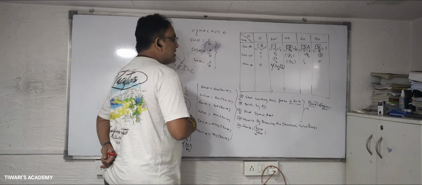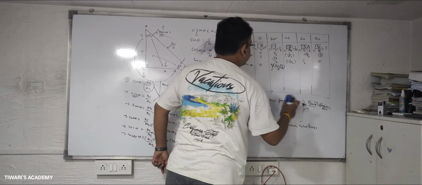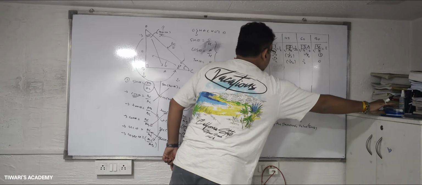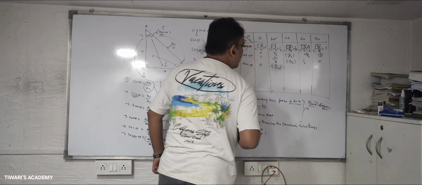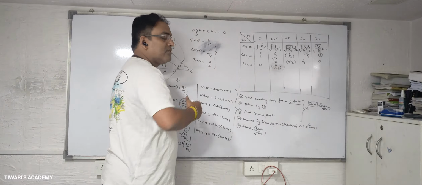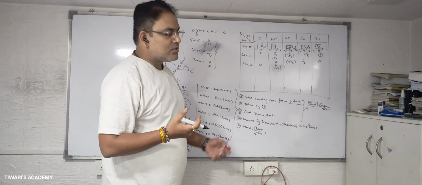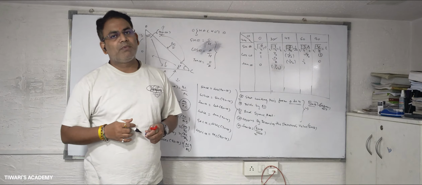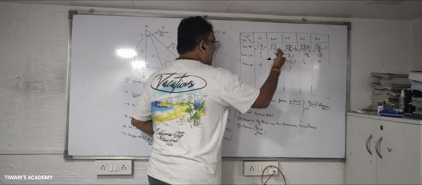Okay, so tan 30 is what? 1 by root 3. I'll just write it properly. That's 1 by root 3. Alright, now tan 45 will become how much? Sine 45 upon cos 45. So sine 45 is 1 by root 2, cos 45 is 1 by root 2. So 1 by root 2 upon 1 by root 2 will become 1. So tan 45 is 1.